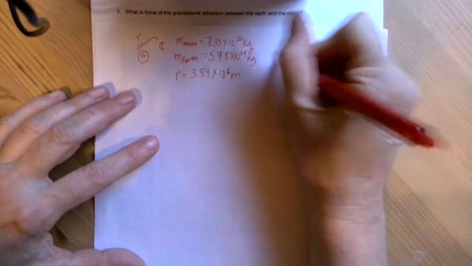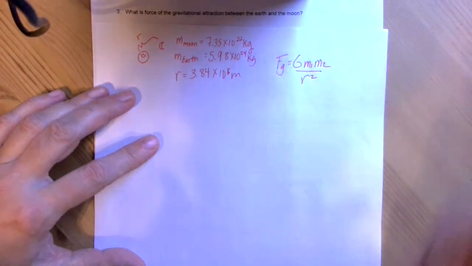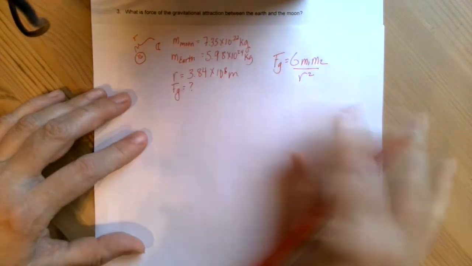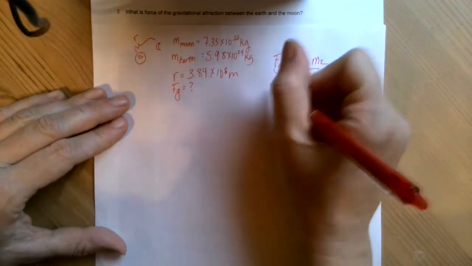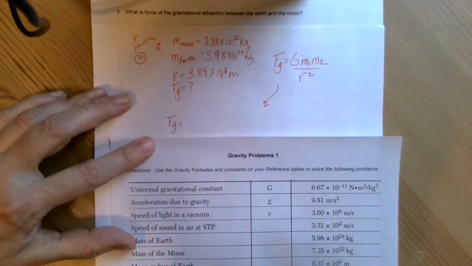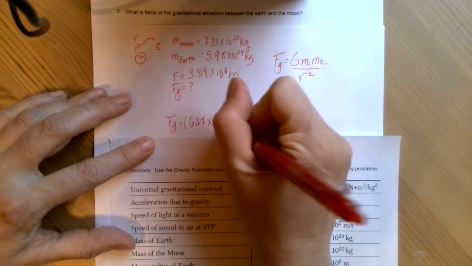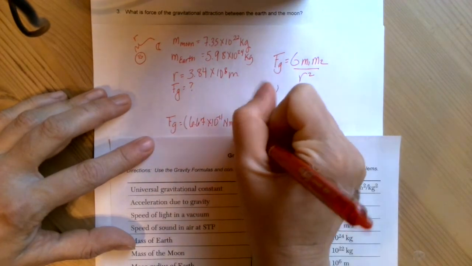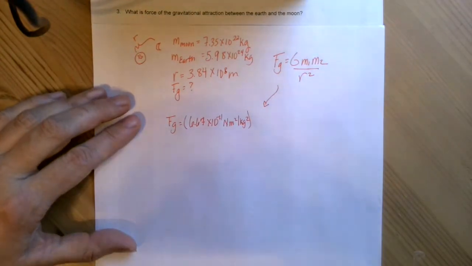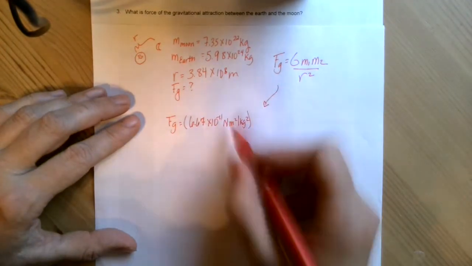Now, the formula we're going to use is F sub G equals big G times M1 M2 over R squared, since we're looking for the force. Okay, so here we go. Let's plug and chug. So Fg equals big G right off the front of the reference tables. That's 6.67 times 10 to the negative 11 newton meter squared per kilogram squared. Yes, this is a big nasty unit. Yes, you need to write it. And this unit just works out so that everything cancels out and you end up with newtons.